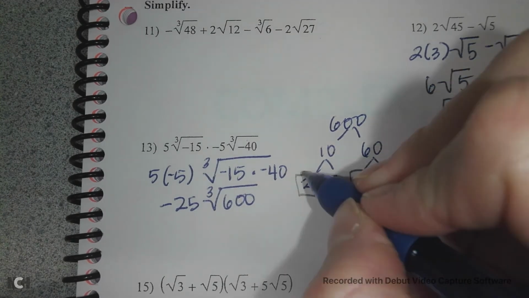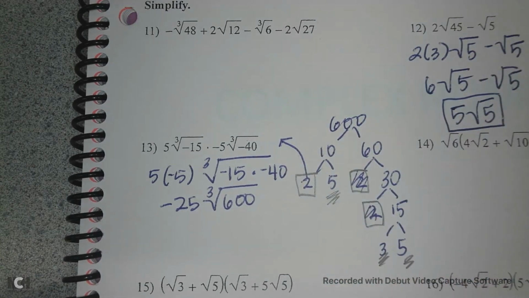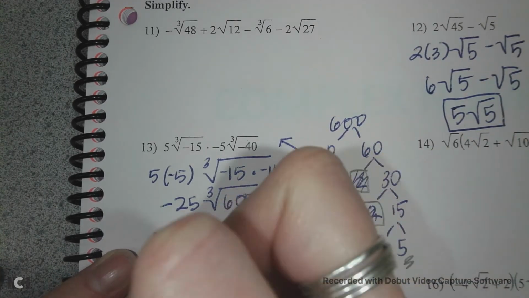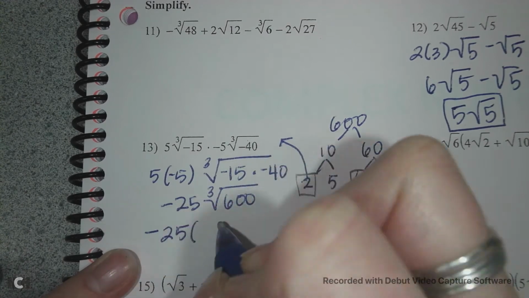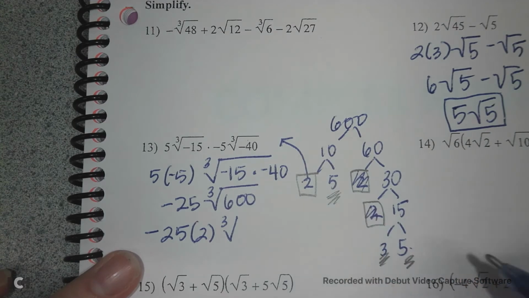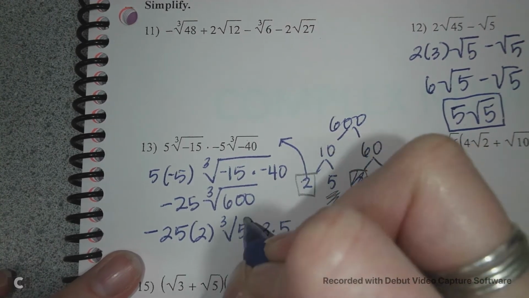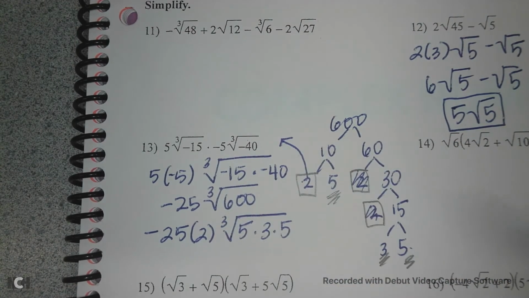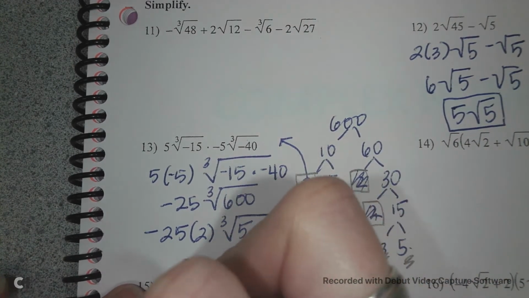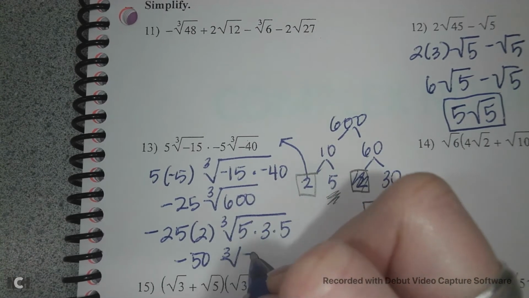Okay, so one of the 2's comes out and the others go away. So when it comes out, it multiplies by my leading coefficient, negative 25 times 2. And then underneath my radical, I have these leftovers. So 5 times 3 times 5, because none of them are triplets. Negative 25 times 2 is negative 50, cube root of 75.